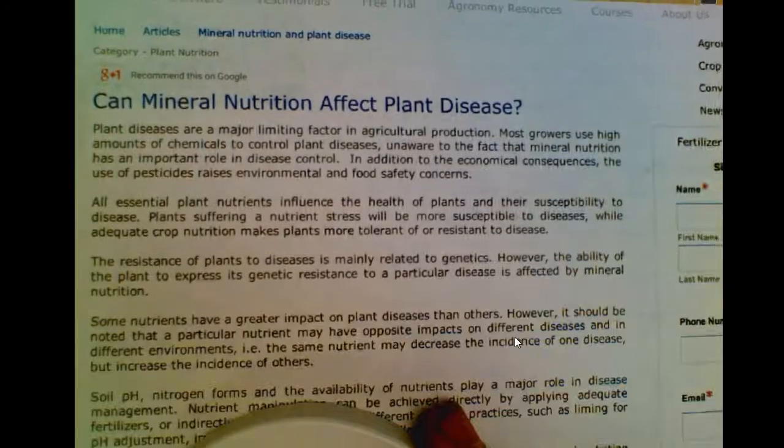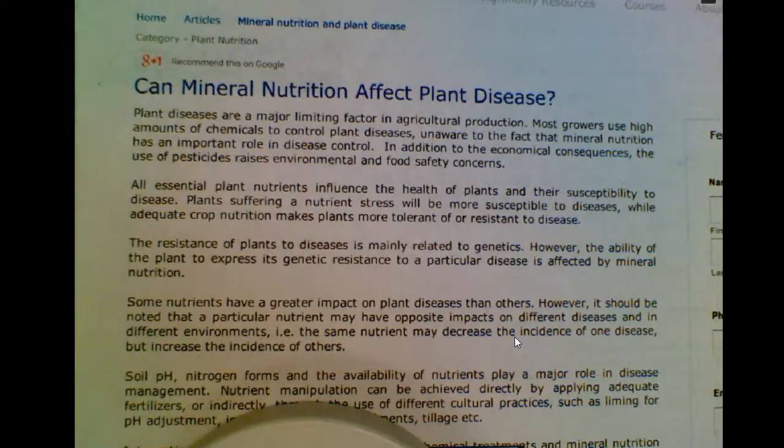Okay, so our last thing we're going to do is look at the article about mineral nutrition affecting plant diseases. Plant diseases are one of our most common limiting factors in ag production. It says most growers use high amounts of chemicals to control plant diseases, unaware of the fact that mineral nutrition has an important role in disease control. All essential plant nutrients influence the health of plants and susceptibility to diseases. If they're suffering a nutrient stress, they're going to be more susceptible to diseases.